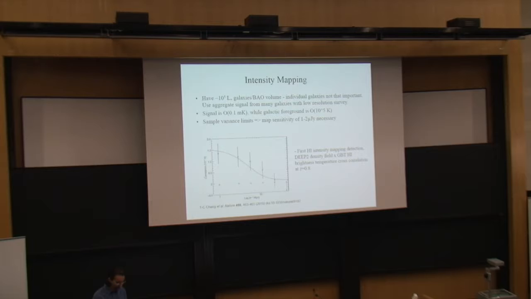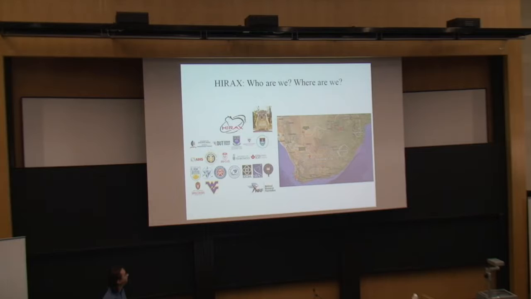But this HI signal has been seen in cross-correlation with optical surveys, beginning in 2010 with Chang et al., who used the Green Bank Telescope and the DEEP2 survey. So we know that it's out there, we know that it exists, you just have to get sufficient sensitivity to see it. So the thing that we're doing is building large arrays of telescopes.